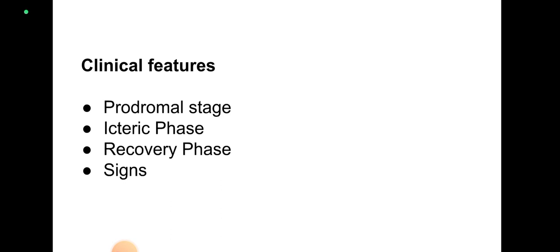Clinical features of acute hepatitis are divided under various stages. Firstly, prodromal stage, in which non-specific systemic symptoms like anorexia, nausea, vomiting, headache, fatigue, malaise, myalgia, and arthralgia may occur. Second is icteric phase. Patient may notice dark urine and yellowish discoloration of eyes and skin. Clay-colored stool and pruritus suggest cholestasis.